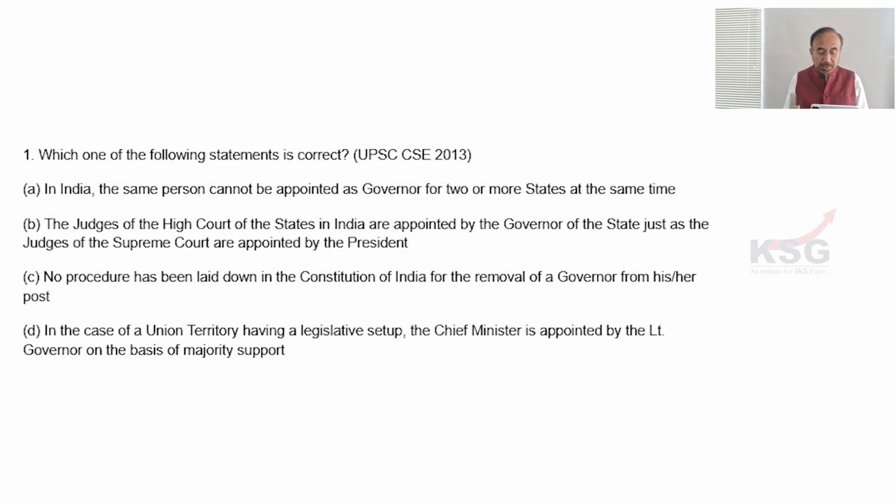D. In the case of union territory having a legislative setup, the chief minister is appointed by the lieutenant governor on the basis of majority support. Interesting. You have to identify the correct answer. I suppose A is not correct. I suppose B is also not correct. And then C, no procedure has been laid down in the Constitution of India for the removal of the governor. That's correct. C is correct. D is again not correct. So this is question number one from the previous year, 2013.